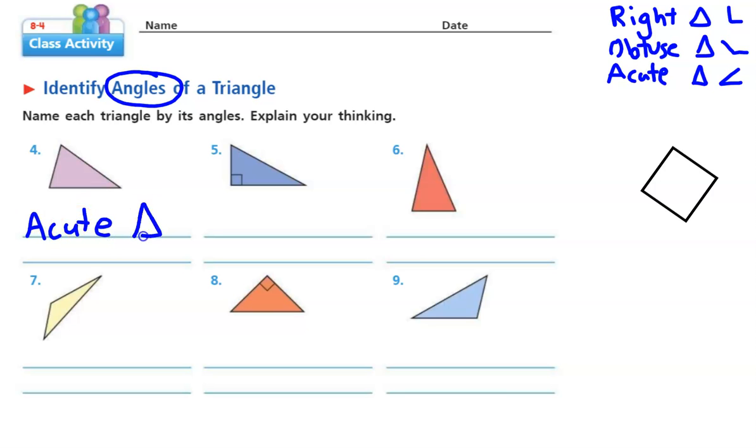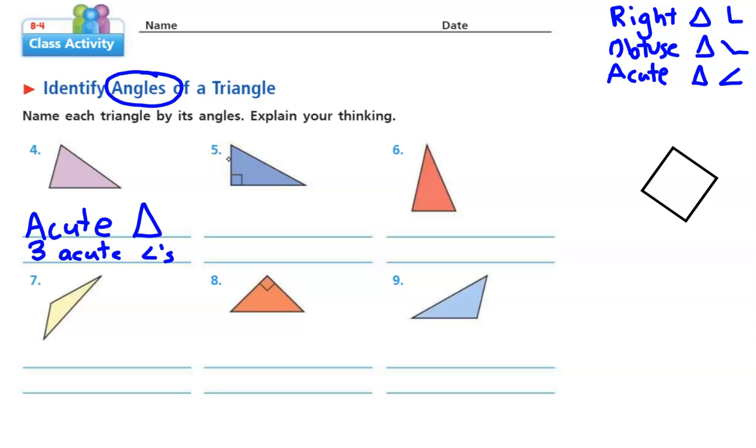So we can write down acute triangle. We don't normally write down triangle, but I'll save you a little bit of time here. And then it says, explain your thinking. Here's all I want you to do. There were 3 acute angles. We're going to write it just like that. Okay, that's going to be our evidence to show.